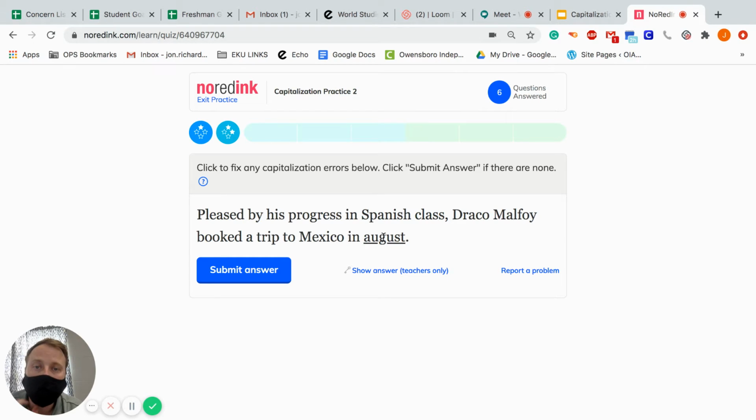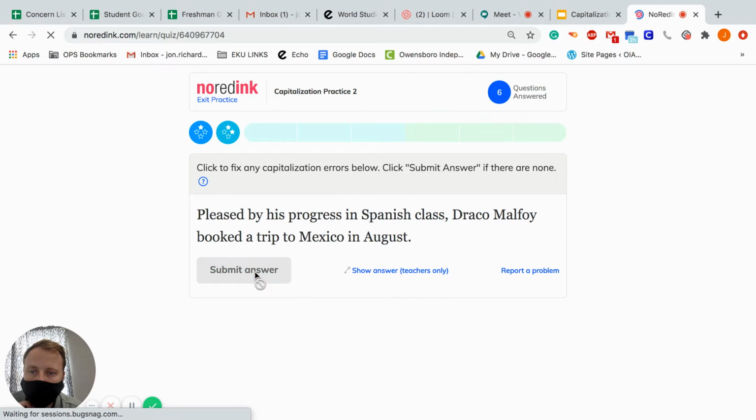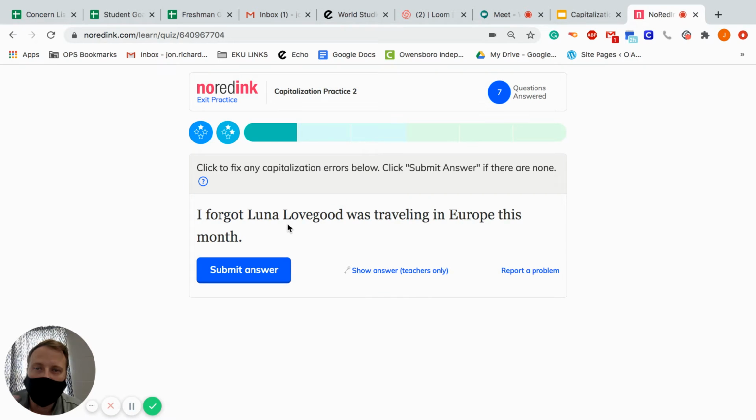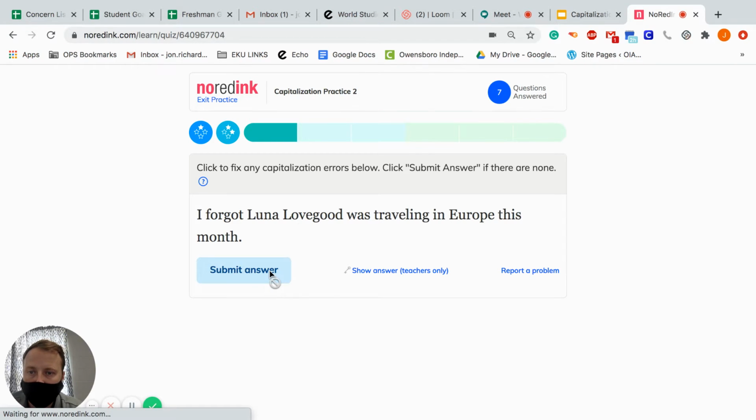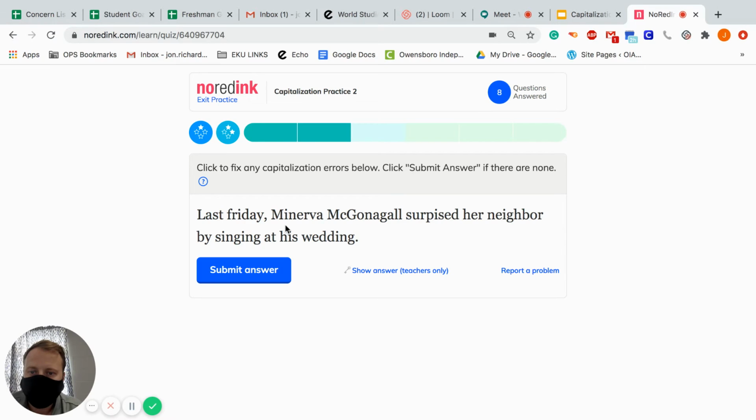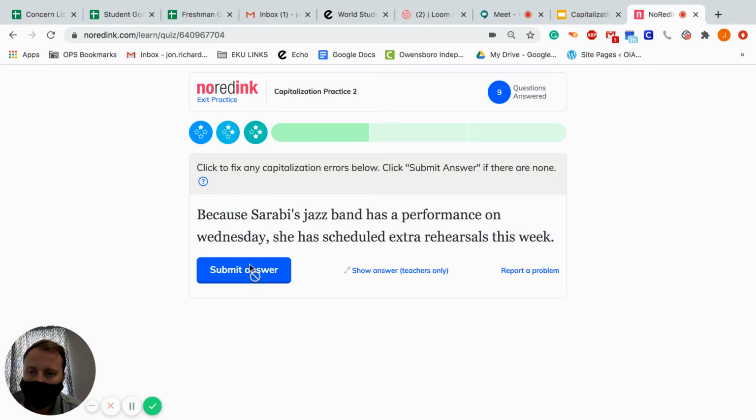Okay, Mexico in August. August is the name of a month, so we capitalize August. I forgot, sorry, I haven't been reading them out loud. I'll read them out loud. I forgot Luna Lovegood was traveling in Europe this month. Month isn't capitalized. That's correct. Last Friday, Minerva McGonagall surprised her neighbor by singing at his wedding. So Friday is the name of the day. It wasn't capitalized. We need to capitalize it. Because Sarabi's jazz band has a performance on Wednesday, Wednesday is the name of a day of the week. We capitalize it.